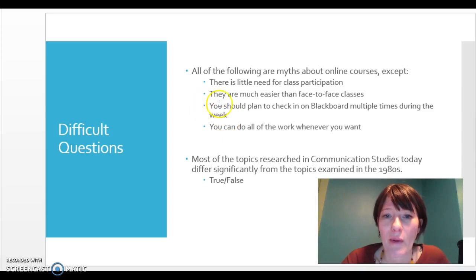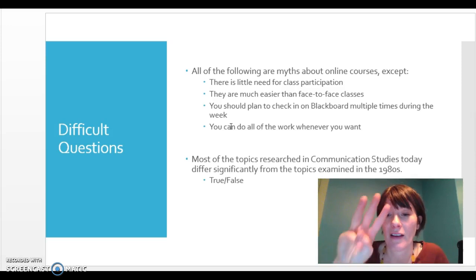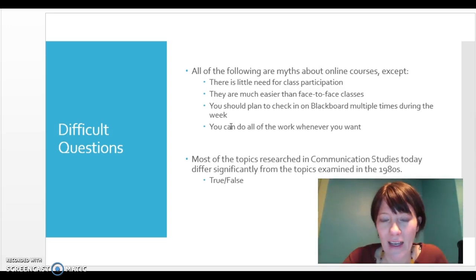This is a myth, however, because you should be checking into Blackboard many times throughout the week if you want to be successful. In this class, you need to check in 3 times during the week to make sure you're completing assignments when they need to be completed.